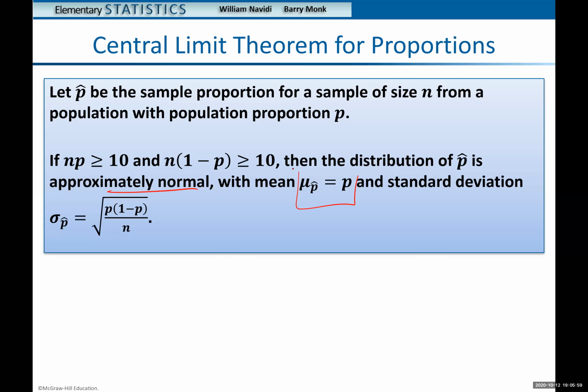Then you will be able to use the central limit theorem and use the formulas: the mean of all the p hats is equal to p, and the standard deviation of all the p hats is the square root of p times 1 minus p over n. Don't forget, you have to check first. Earlier, we checked each problem if n is greater than 30. For proportions, we have to check that np and n times 1 minus p are greater than or equal to 10.